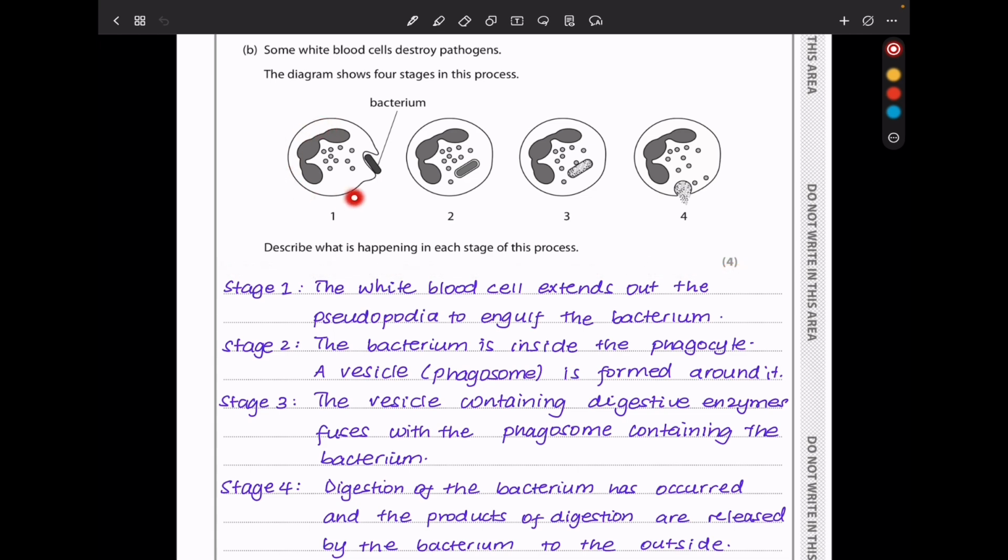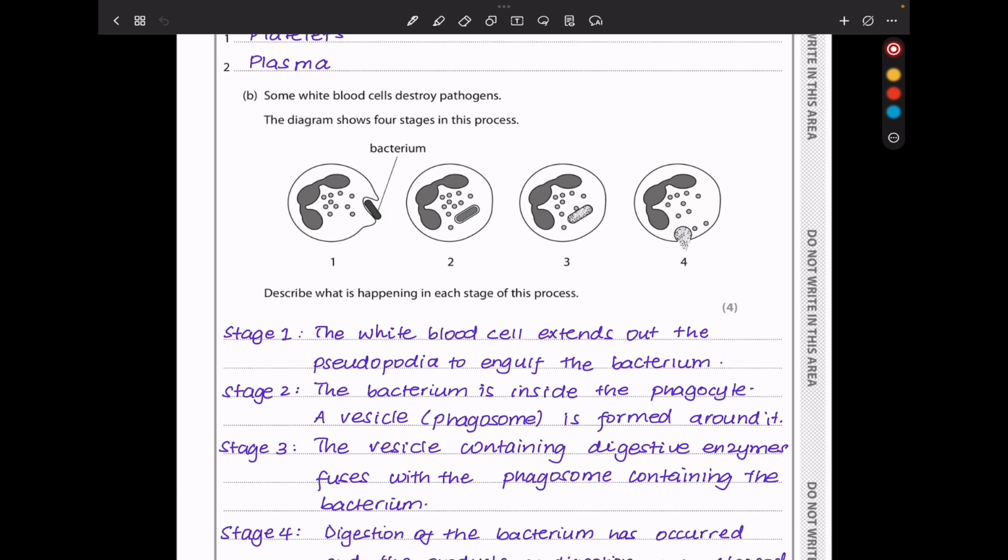We can see in this stage, the pathogen is being engulfed, which is the bacterium being engulfed by the white blood cell. Here it's inside and the vesicle has formed around it. We call that a phagosome. And in the next step, this cell releases lytic enzymes. We can see the vesicles containing the lytic enzymes are fusing with the phagosome, releasing the enzymes that are going to digest the bacterium. And then after digestion, the products are going to be secreted out or released.